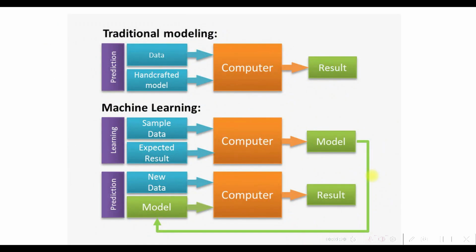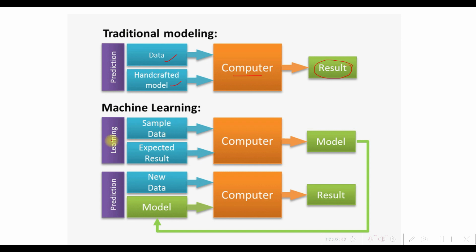So coming to traditional programming, for the computer we have to provide the data and the corresponding model. From that model, automatically we can predict the results. This is called traditional programming.